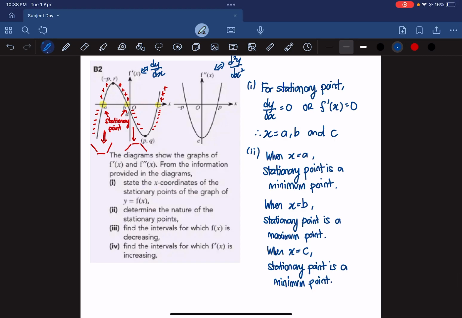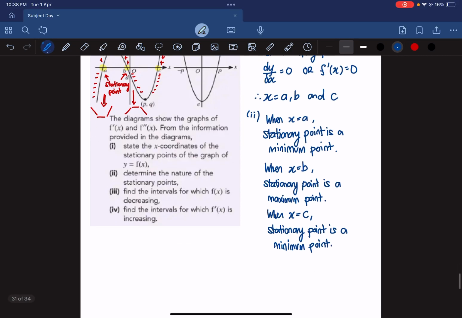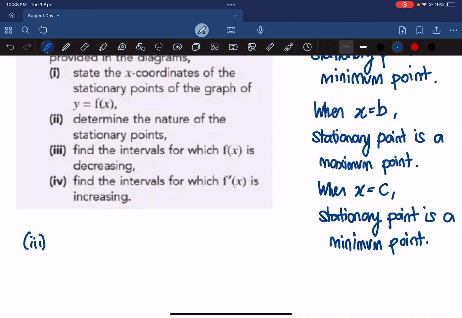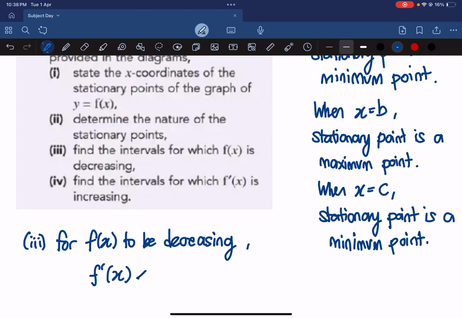Alright, so let's now look at part 3. Find the intervals for which f(x) is decreasing. For f(x) to be decreasing, let's write it out so that we understand. It is like saying for y to be decreasing, we know that dy over dx is less than 0. For f(x) to be decreasing, f prime x must be less than 0.